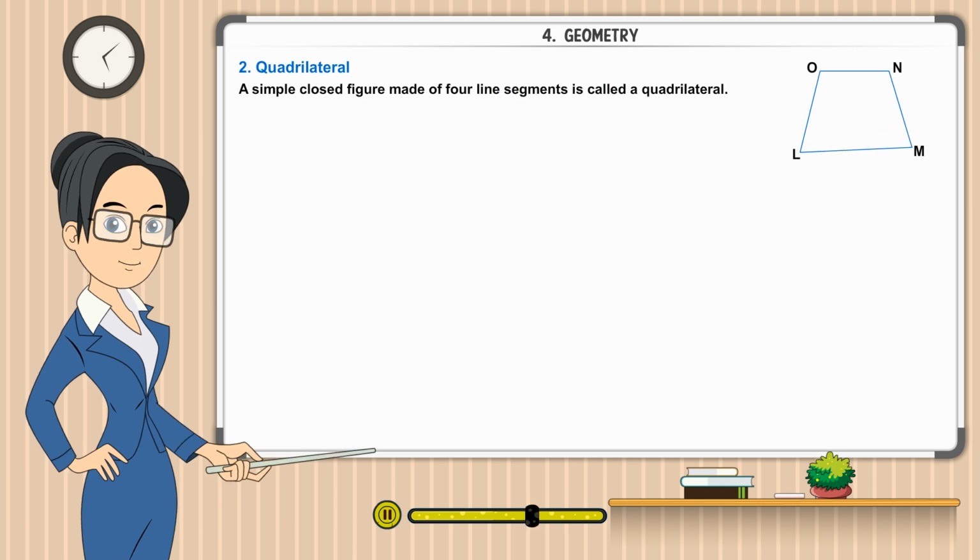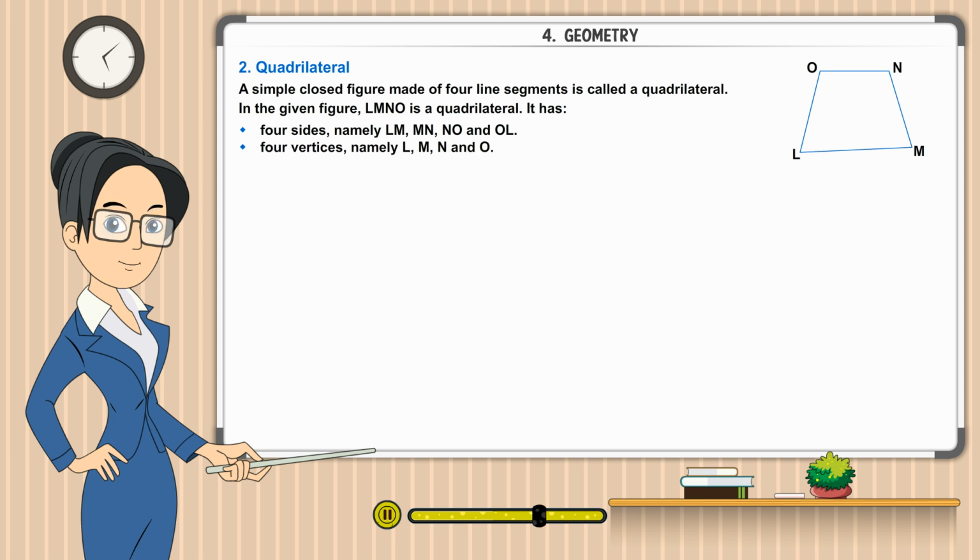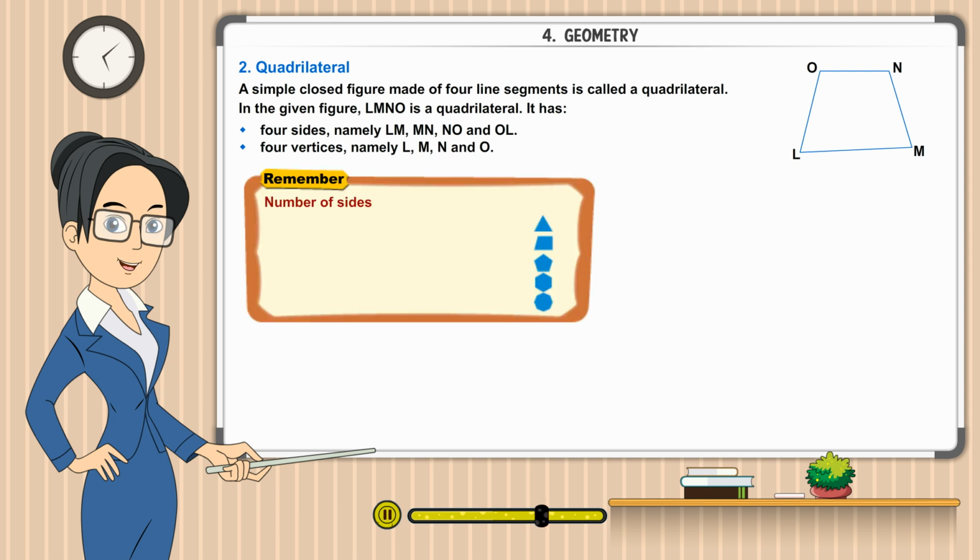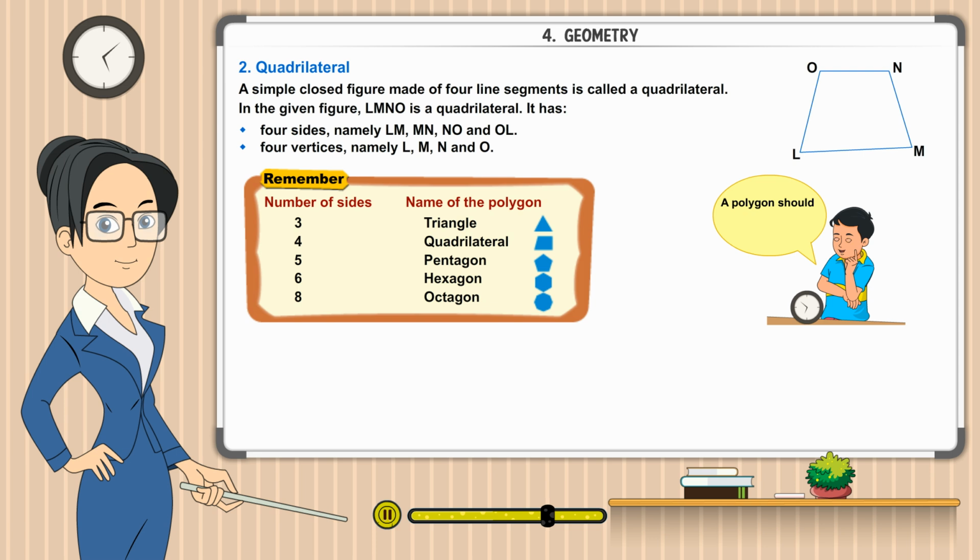Quadrilateral. A simple closed figure made of four line segments is called a quadrilateral. In the given figure, LMNO is a quadrilateral. It has four sides, namely LM, MN, NO, and OL. Four vertices, namely L, M, N, and O. Remember, number of sides, name of the polygon: 3, Triangle; 4, Quadrilateral; 5, Pentagon; 6, Hexagon; 8, Octagon. A polygon should have a minimum of 3 sides.